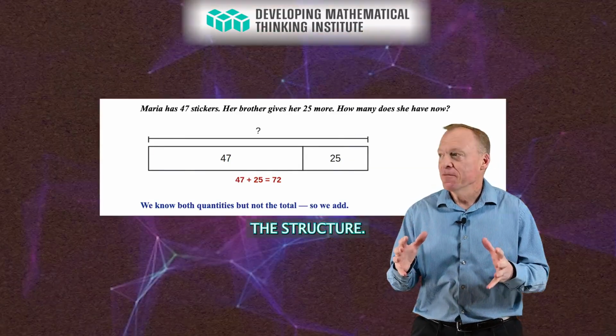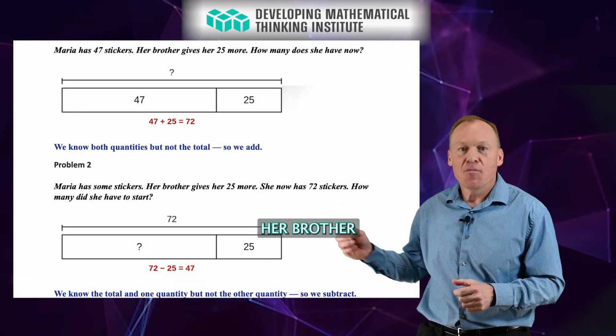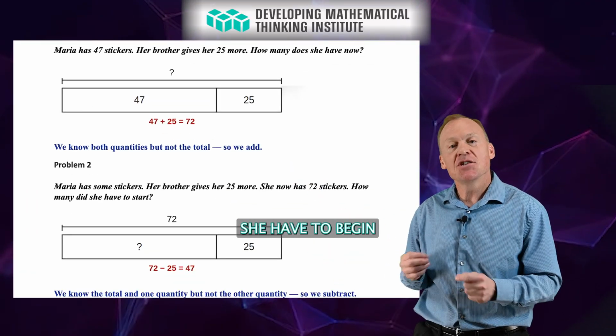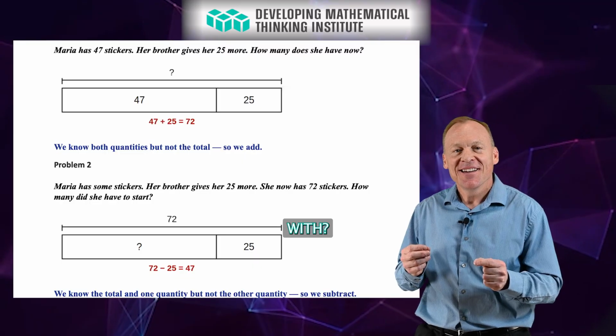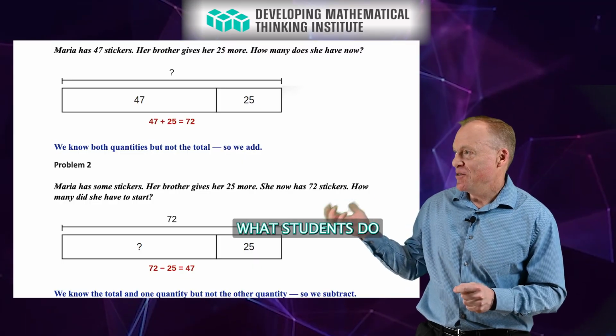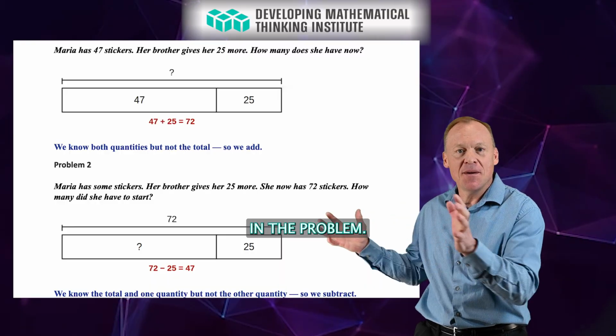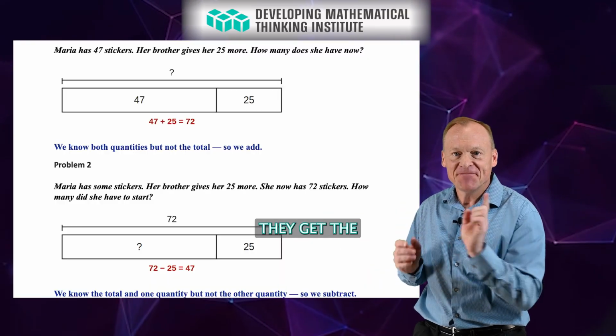Let's just change this a tad. We're changing the structure. Maria has some stickers. Her brother gives her 25 more. She now has 72. How many did she have to begin with? What do you have here? What students do, they take the 25, the 72, they see those numbers in the problem, they put them together, they add them, they get the answer wrong.